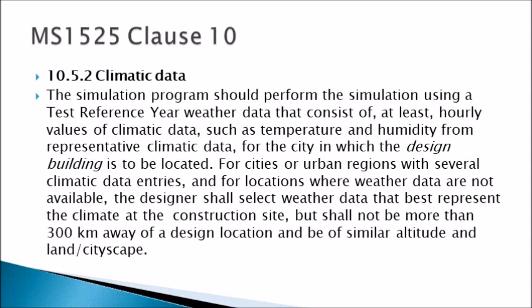That means, for example, if you are designing a building in Bentong, Pahang, and you could not find the weather data for Bentong, but the Met Office in Kuala Lumpur has the weather data, you can use that, as long as Bentong is not 300 km away from Kuala Lumpur. Then you can use the data from Kuala Lumpur. So weather data is something that you should choose carefully, right?